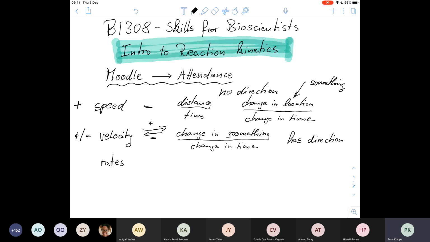So we have a velocity change in something versus change in time. What is a rate? Change in something. Yep. Change per time. Okay. Yeah, you're right. Change per unit time. Yeah.